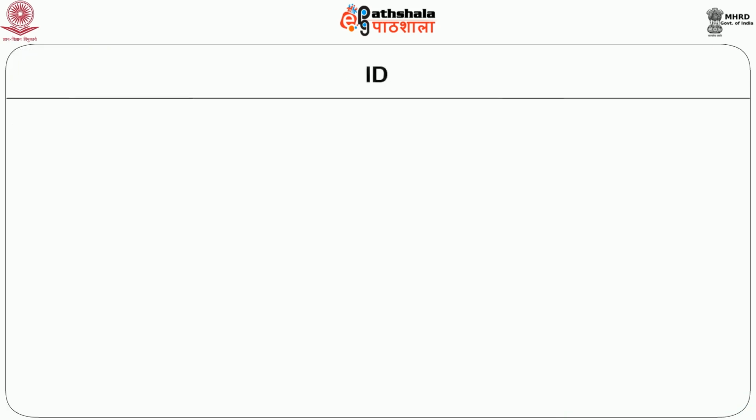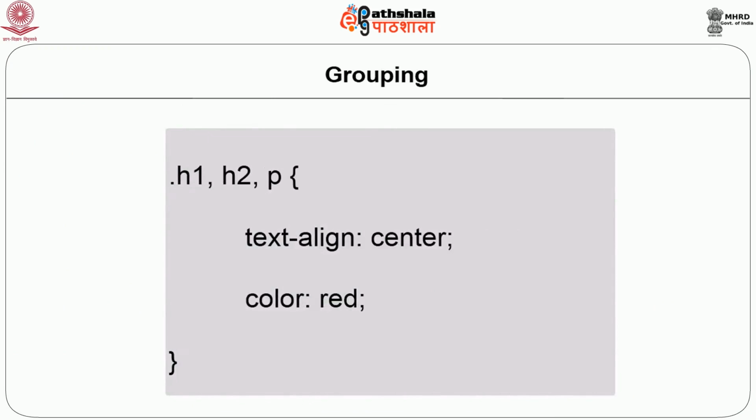So these are all our various options for class and ID. You can use grouping also, like for H1, H2 and P, if you want to apply all these three a common format, text align is center and color is red, you can write that.